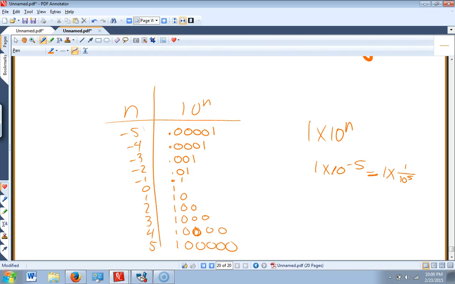The negative means we flip it to the bottom. So what this is really saying is 1 over 10 to the 5th equals 1 over 100,000. So we're really dividing by 100,000. That means our number is going to get smaller and it's going to be a decimal, okay? So we see that happening here.